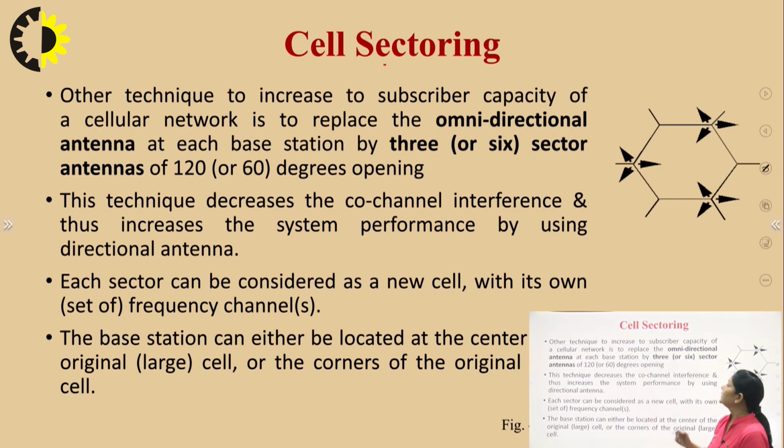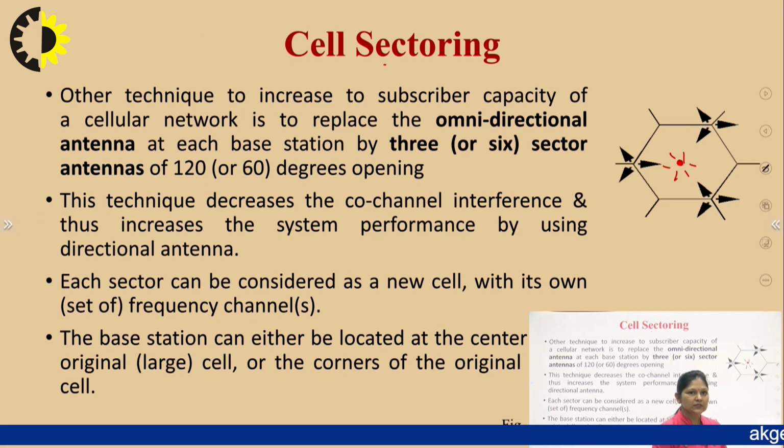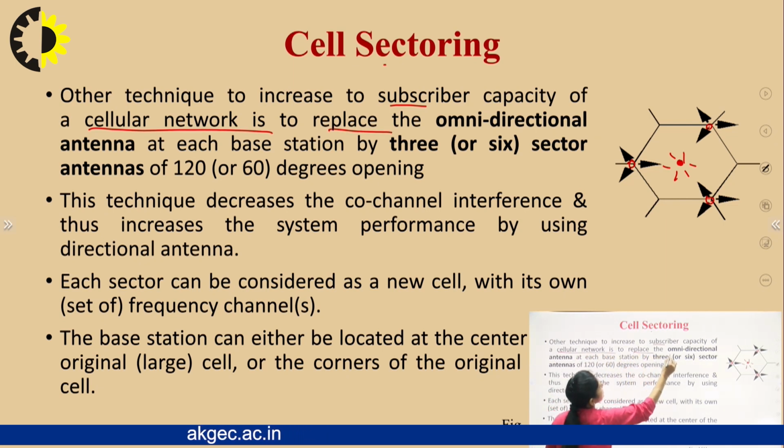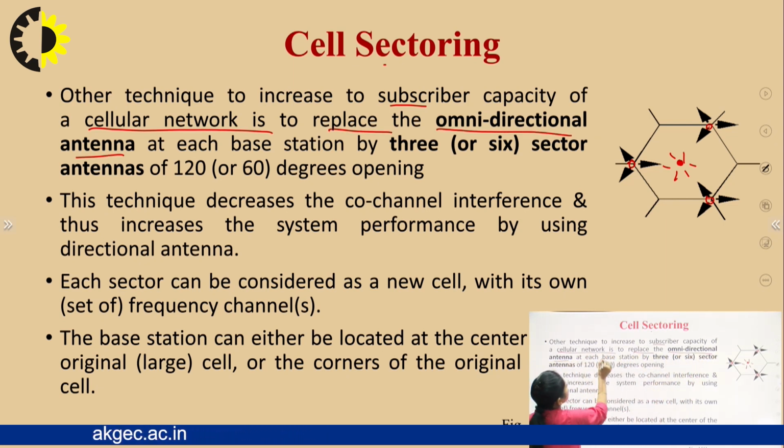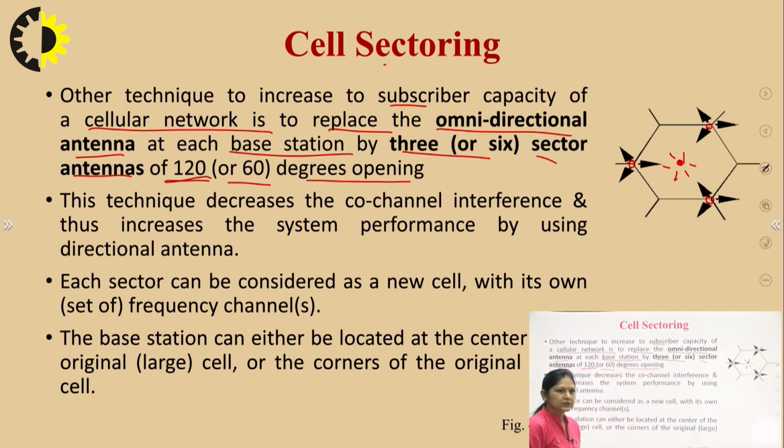In the earlier case, when there is no sectoring, we are using one omnidirectional antenna at the center of the base station. But with the cell sectoring approach, we are using directional antennas that point in a particular direction. Another technique to increase the subscriber capacity of a cellular network is to replace the omnidirectional antenna at each base station by 3 sector antennas with 120 degree or 60 degree opening.